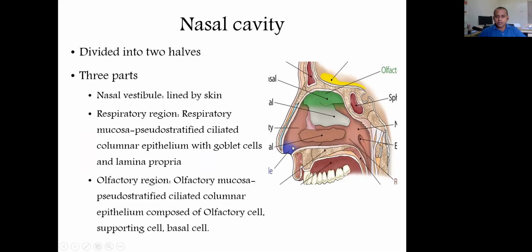But in the region of the nasal vestibule, it is lined by skin. You can see the skin is continuous inside. It's lined by hairy skin, and this hair entraps the foreign particles. Okay, so this is the point to remember.